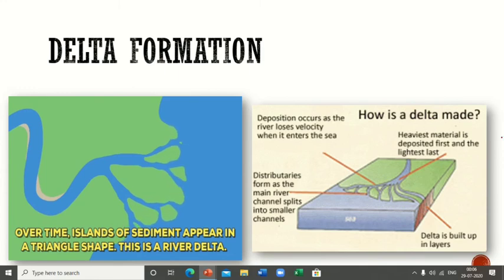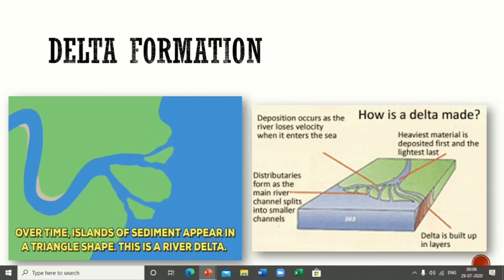A vast plain situated in the course of the river will facilitate the reduction of the speed, and the strong waves and tides that we see in the sea wash away the sediment which is brought down by the river and hinder the formation. That is why all rivers do not form delta.